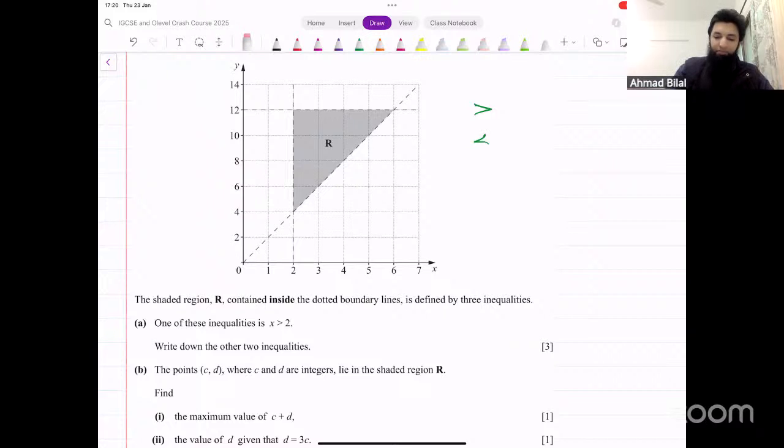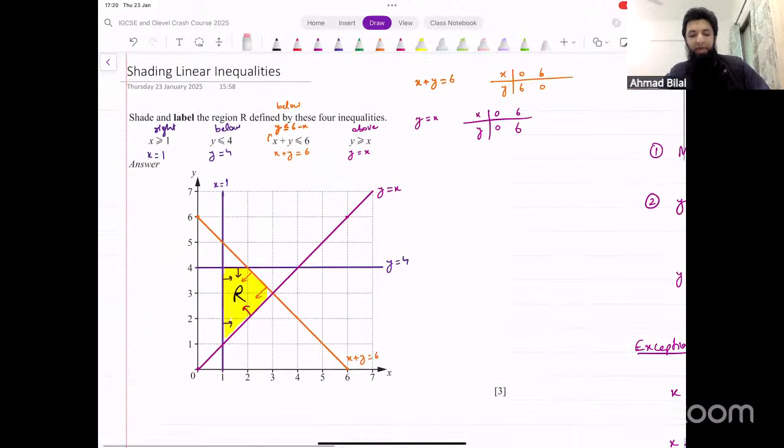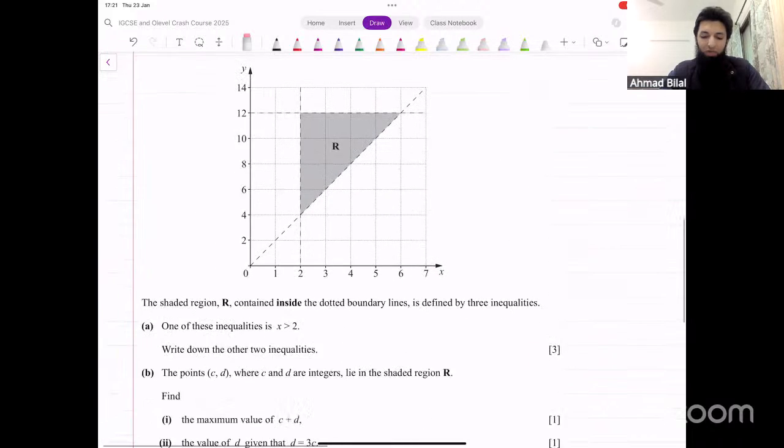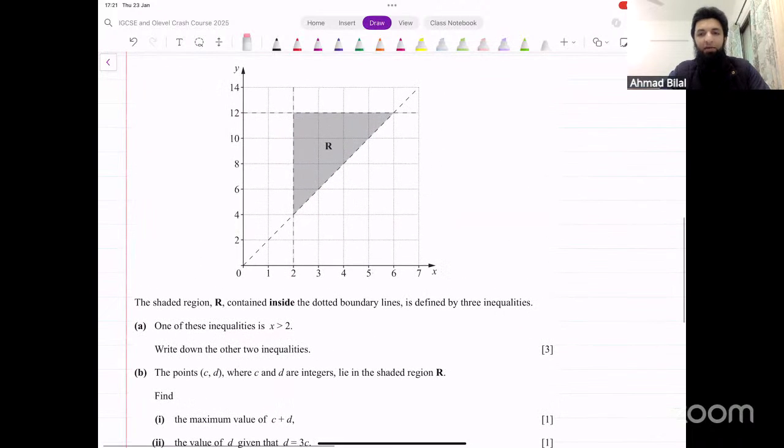Okay. Now, how do you approach problems like these in which you have to do the other way around? In the previous example, they gave us the inequalities and we had to show that shaded region. But now they have shown us the shaded region and we want to write down the inequalities ourselves. Okay, now how does this work?